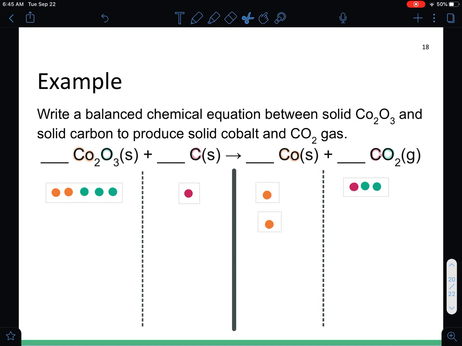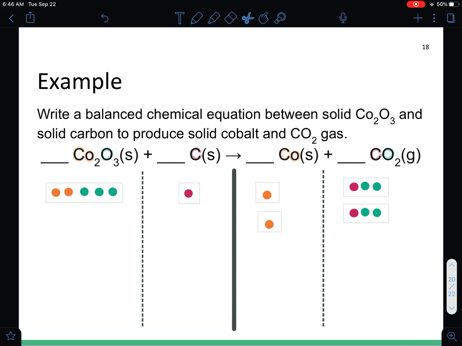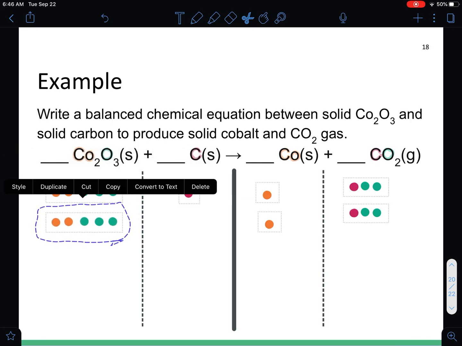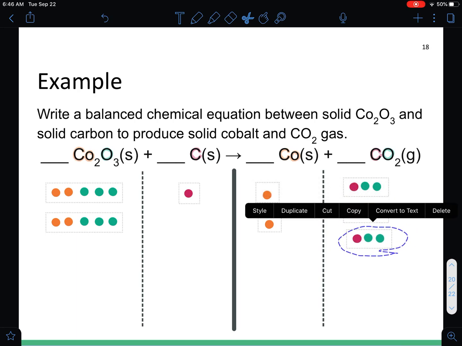Now let's move on to oxygen. On the left side of the reaction, I have 3 oxygen atoms. On the right, I have 2. So I'm going to need to add more oxygen atoms on the right side, but I can only do it by adding a whole another compound. So I'm going to duplicate that. Now I have 4 oxygen atoms and 3 on the other side. Again, I can only add oxygen on this side of the reaction by adding a whole another compound. So I'll duplicate that. Now I have 6 oxygen atoms and 4 on my right side. Go back again and duplicate it again.